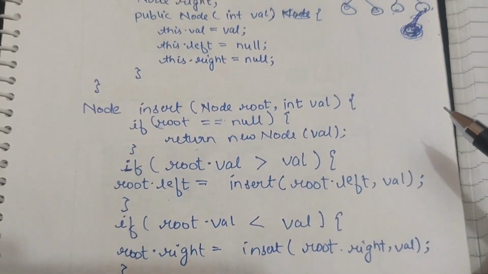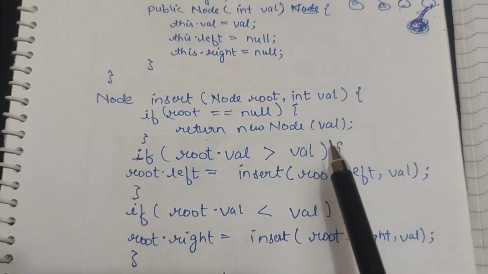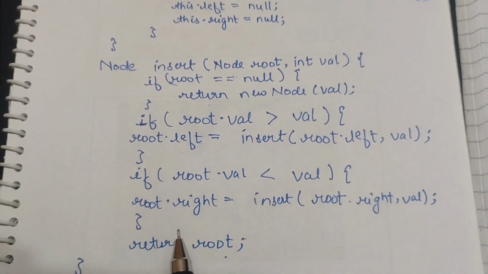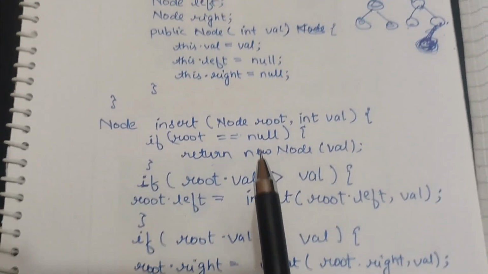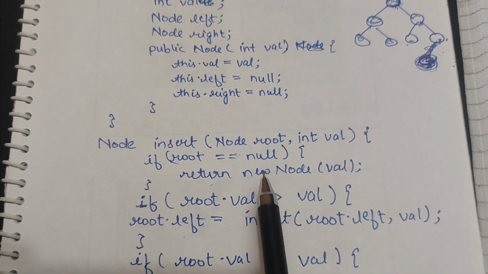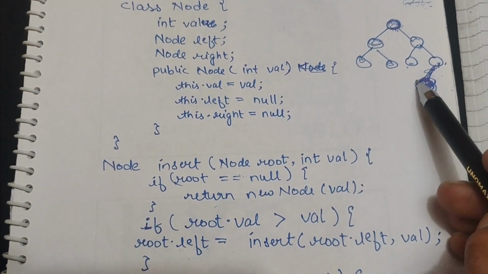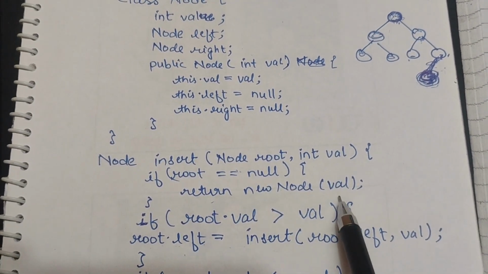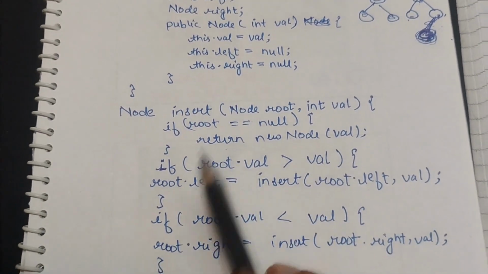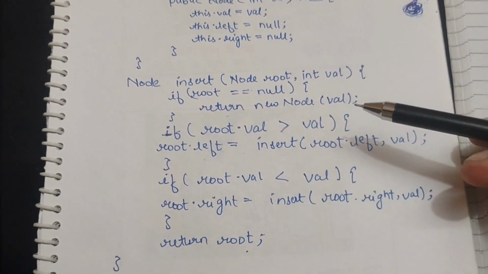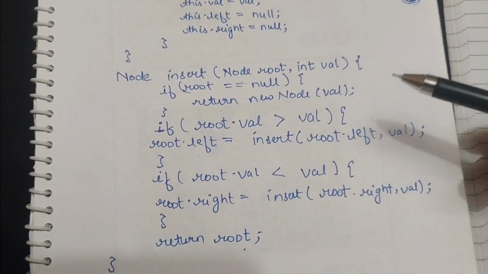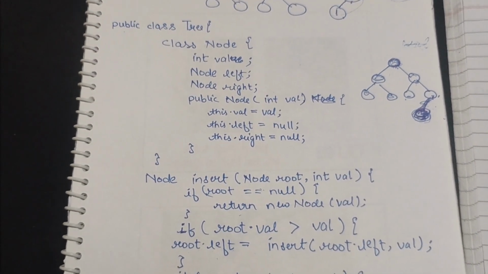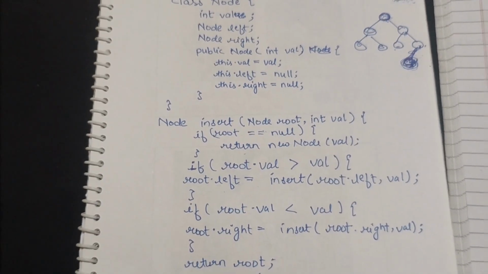It is simply like the story I told: we check the two conditions, assign root.left and root.right, and at last return root. If there is a null condition, that means we have come to this position, and now we create one node and return that node, and the recursion will handle the rest. So this is what a simple tree insert function looks like.